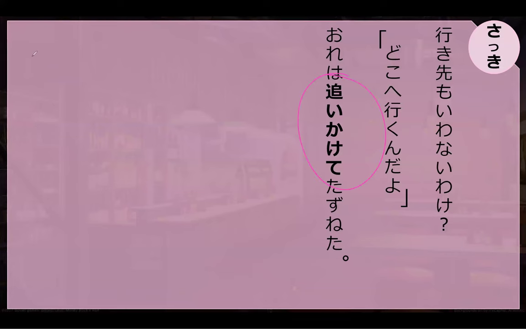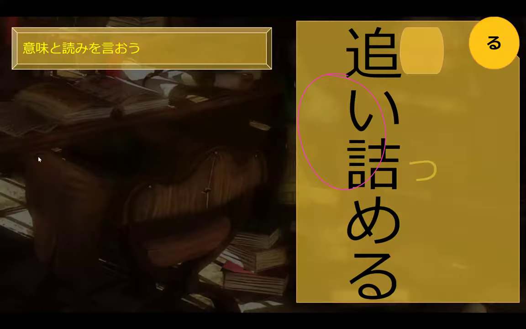Can you read this word for me? Oi kaketa. To catch up. Yes, to catch up. Perfect.